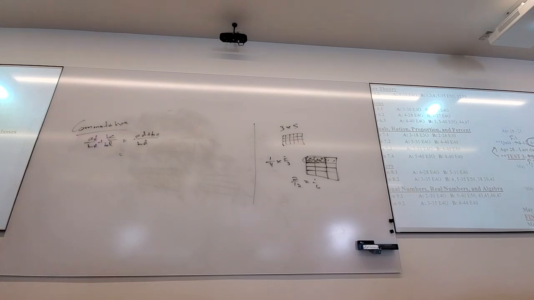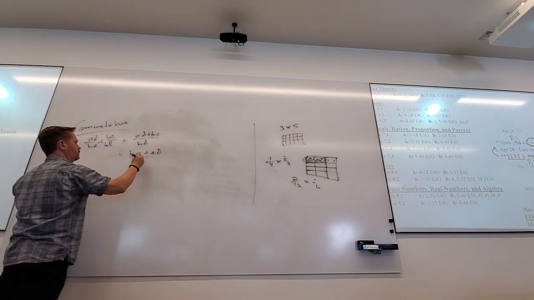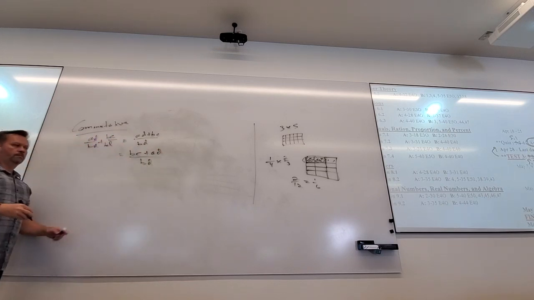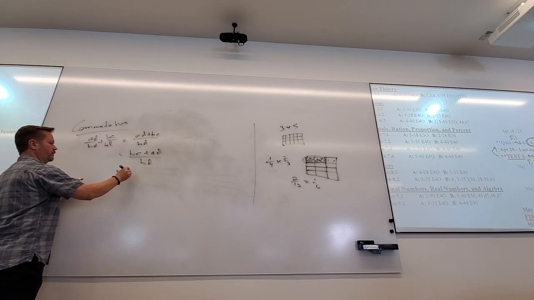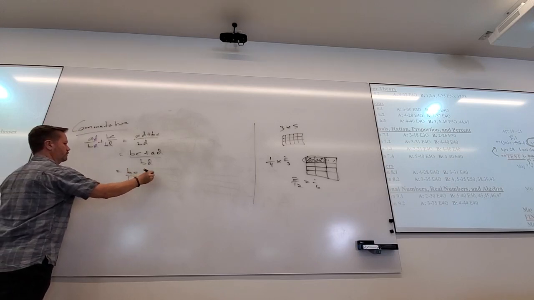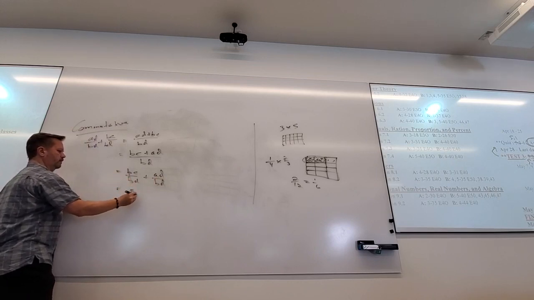Now the top, what's A times D and B times D? Those are both whole numbers. And we already know whole numbers are commutative. So therefore this equals this. It's a long way to go for this, but stay with me. So therefore this is true, which means this is true.